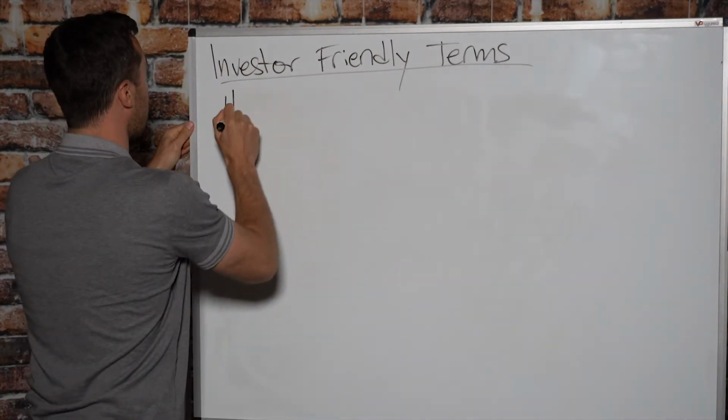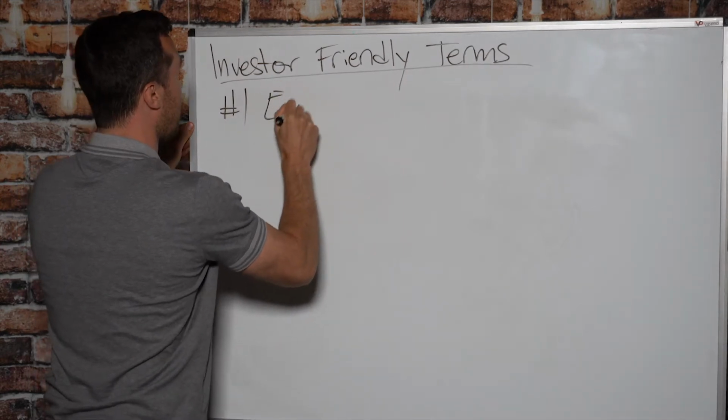So let's get right into it and talk about 4 investor-friendly terms to watch out for. And the first term to watch out for is the type of equity being offered.